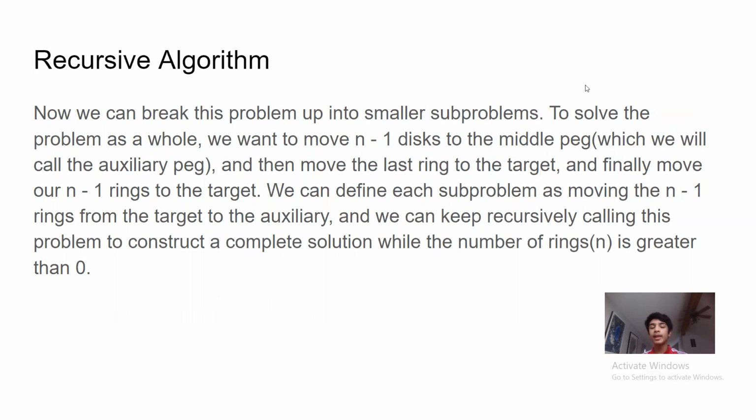So we can basically break this up into smaller subproblems. To solve it as a whole, we'll move n-1 disks, so all the disks besides the bottom one, to the middle peg. Then we'll move the bottom one to the target peg, which is C. And finally, we'll move our n-1 rings back to the target. We can define each subproblem as moving the n-1 rings from the target to the auxiliary. And we can keep recursively calling this problem to construct a complete solution while the number of rings is greater than 0.